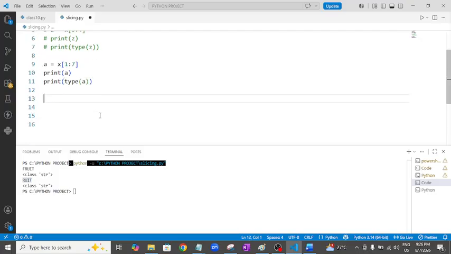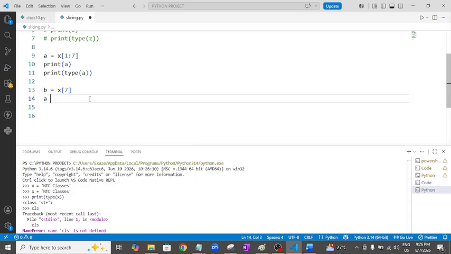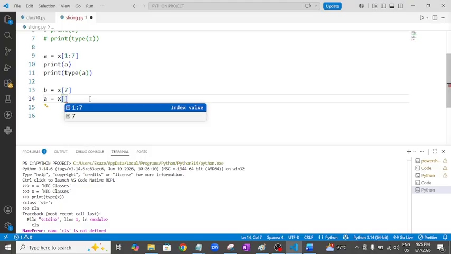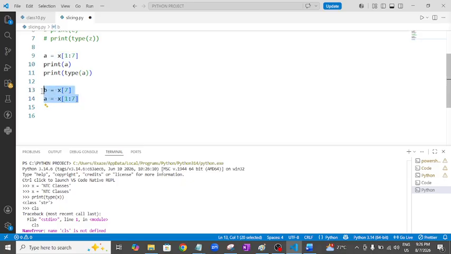Maybe they can say, sir, b equals x of 7, and a equals x of 1 colon 7. Which one is going to give error? Definitely, this is going to give error B, because there is no separator. There is no colon. Here you are defining a range.